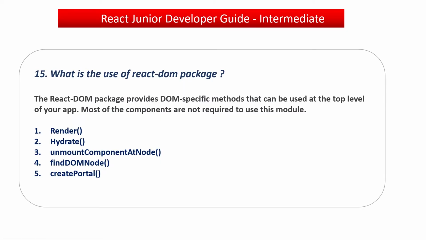In the same way, the React DOM package provides DOM specific methods like render, hydrate, unmountComponentAtNode, findDOMNode, and createPortal at the top level in your app. Most of the components you might not need. We only need some, like createPortal, findDOMNode, render. These are the most famous ones. unmountComponentAtNode is not that famous, and hydrate is also not so used. Most of the cases we use render. So those are the basic things that we use in the React DOM package.